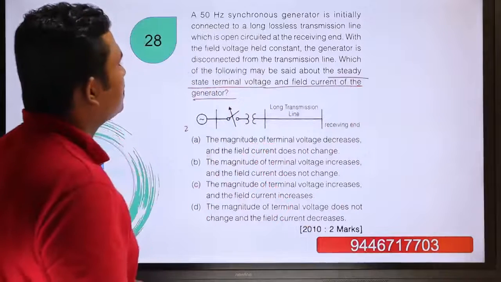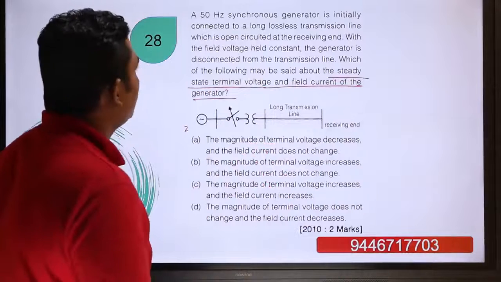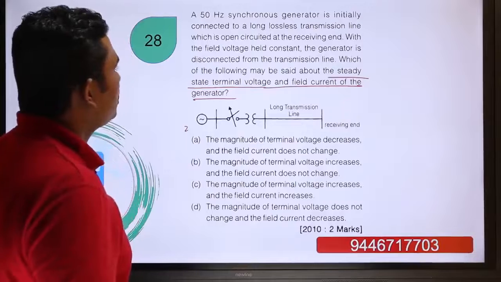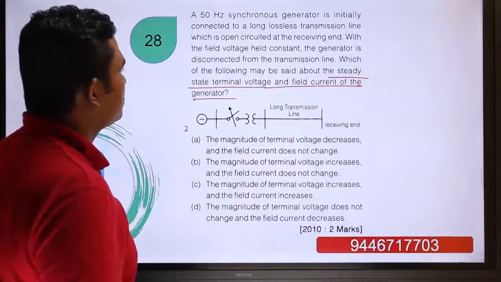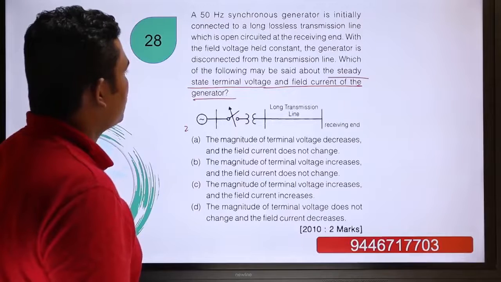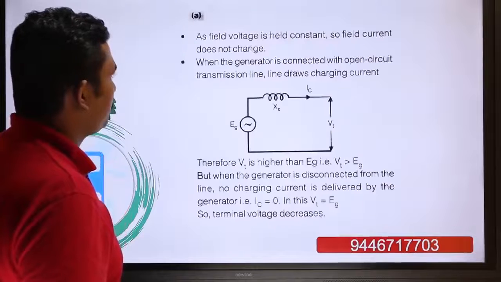So a 50 Hertz synchronous generator is initially connected to a long lossless transmission line which is open circuited at the receiving end. With the field voltage held constant, the generator is disconnected from the transmission line. Which of the following may be said about the steady state terminal voltage and field current of the generator is the question.